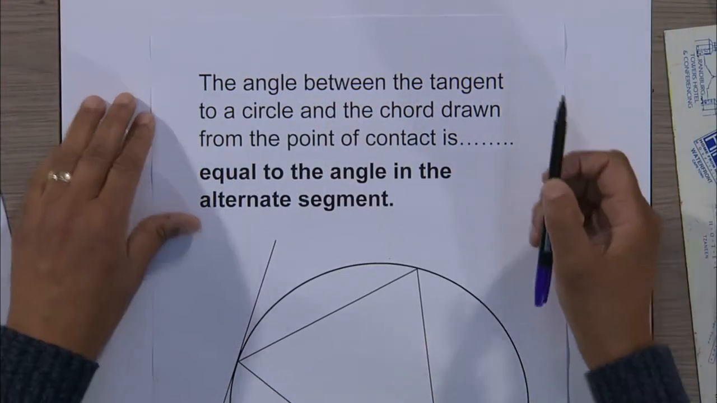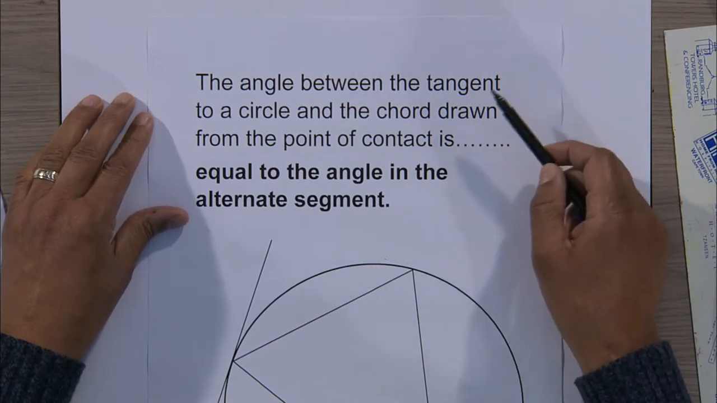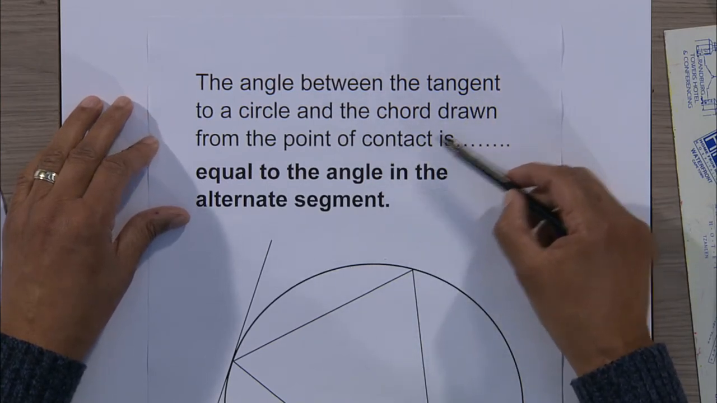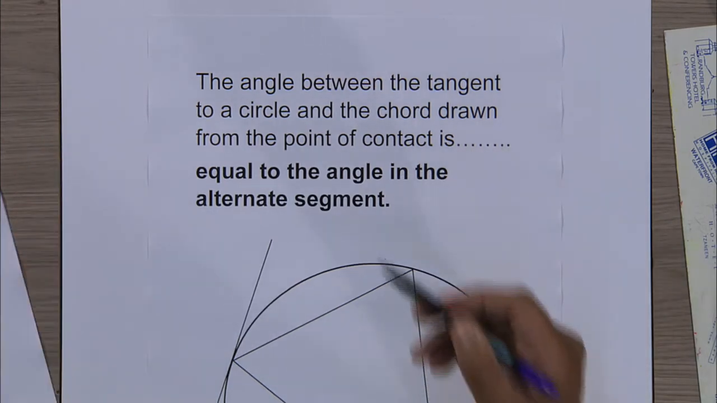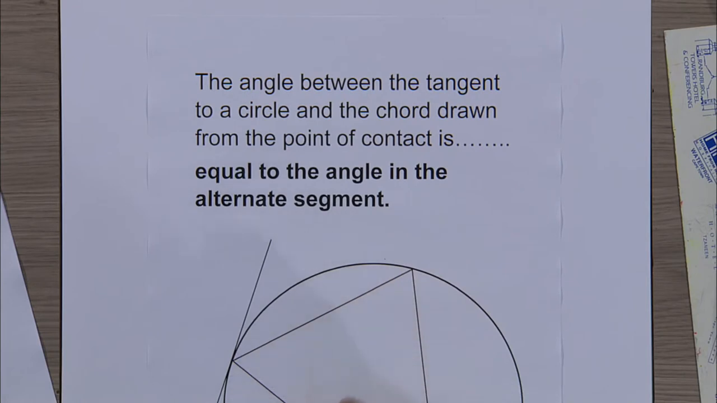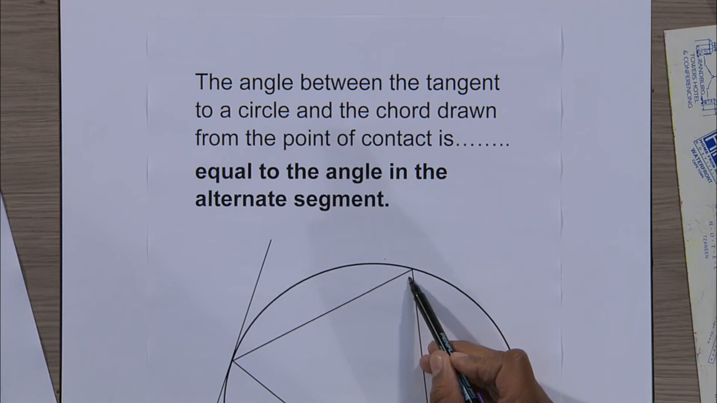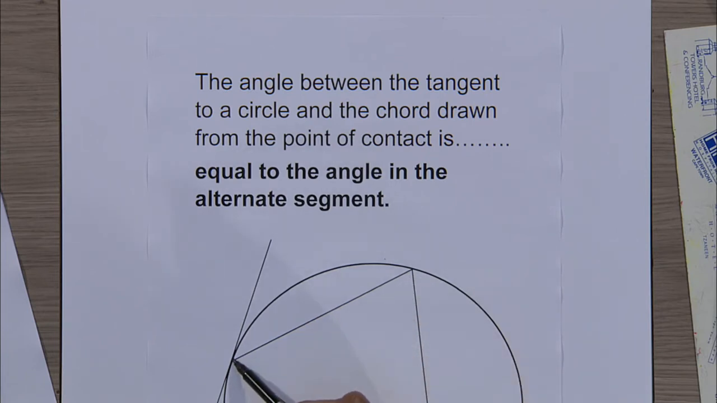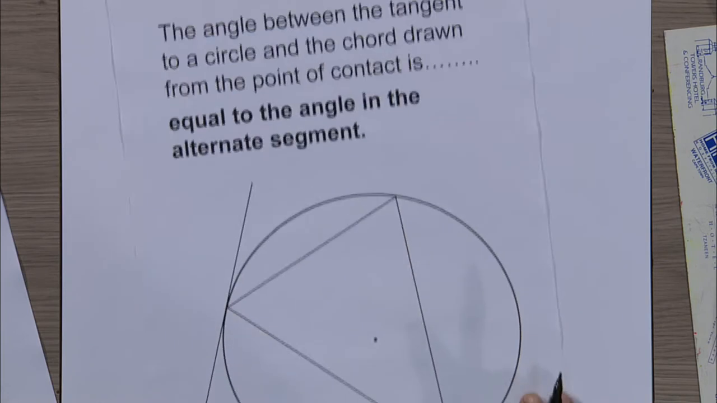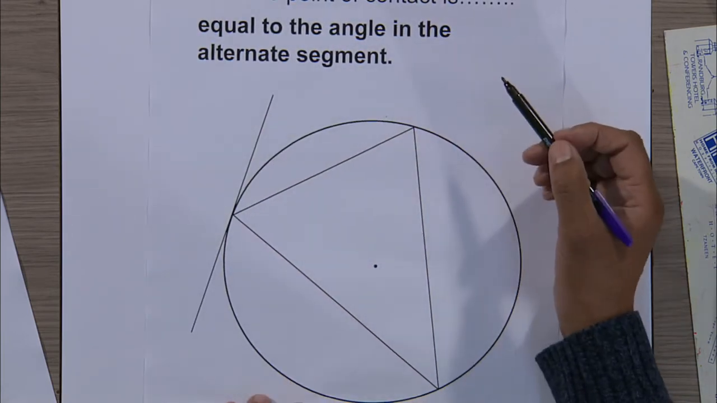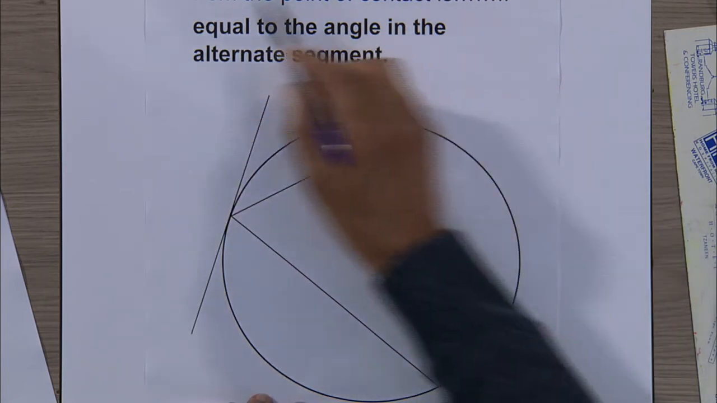So that is our third examinable theorem. And the fourth examinable theorem would be the angle between the tangent to a circle and the chord drawn from the point of contact. That angle is equal to the angle in the alternate segment. That is the part, again, that we must prove.